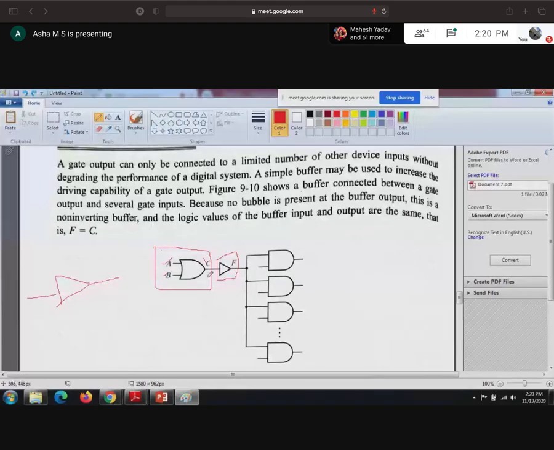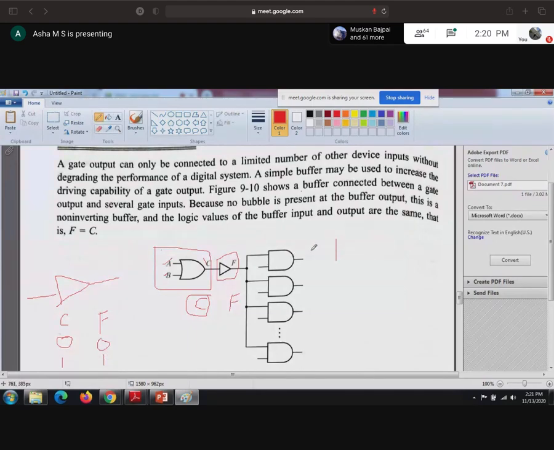Here the input of the buffer is C. The output of the buffer is F. Okay. So the buffer output is the same logical value as C, because here it's not inverted. Suppose if C equals 0, F is also 0. If C is 1, F is 1.